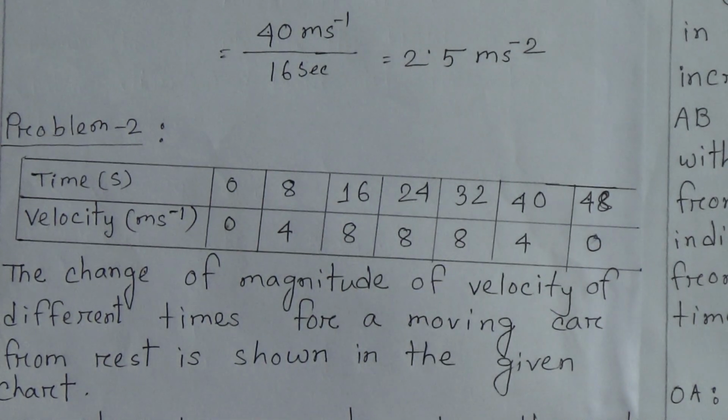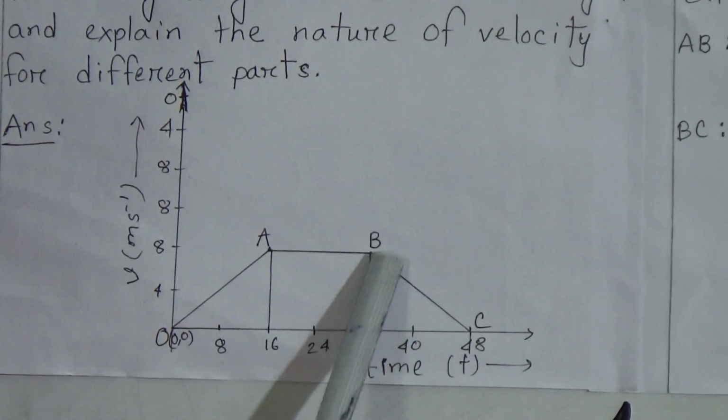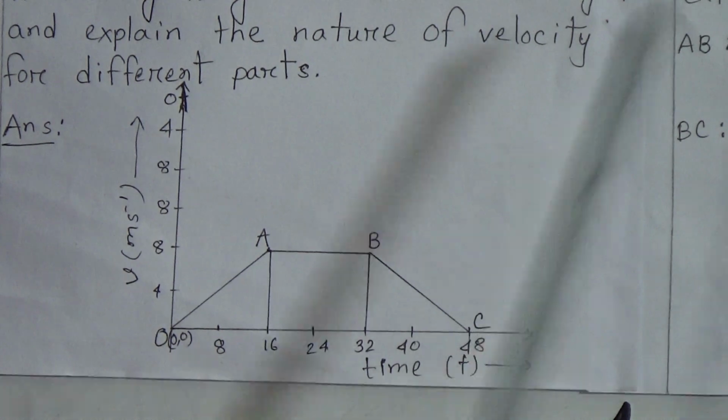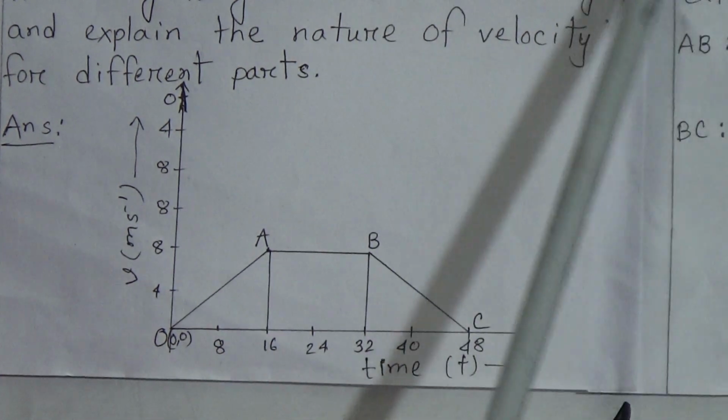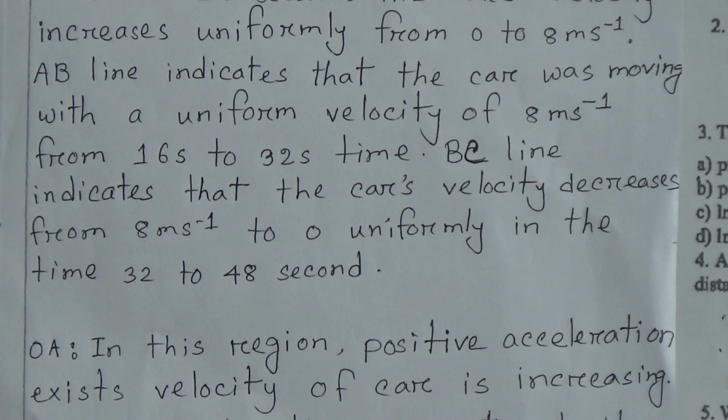And the BC line, see this figure, indicates the car's velocity decreases uniformly from 8 meters per second to 0 in the time 32 seconds to 48 seconds.